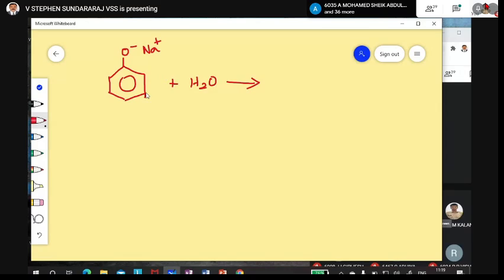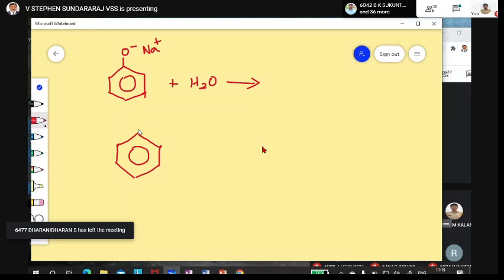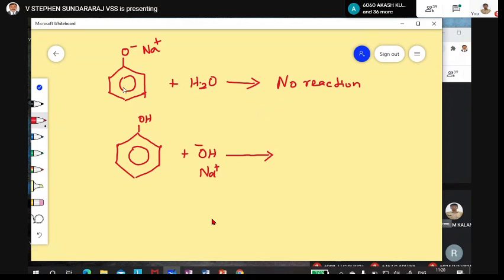What is the reaction? Right, nobody. This much I have taught, what is the use here for one chemical property. I am spending this much time and nobody is able to say the answer. Right, no reaction here. How can water donate to this one? Phenol is a stronger acid than water. Just now I told you.